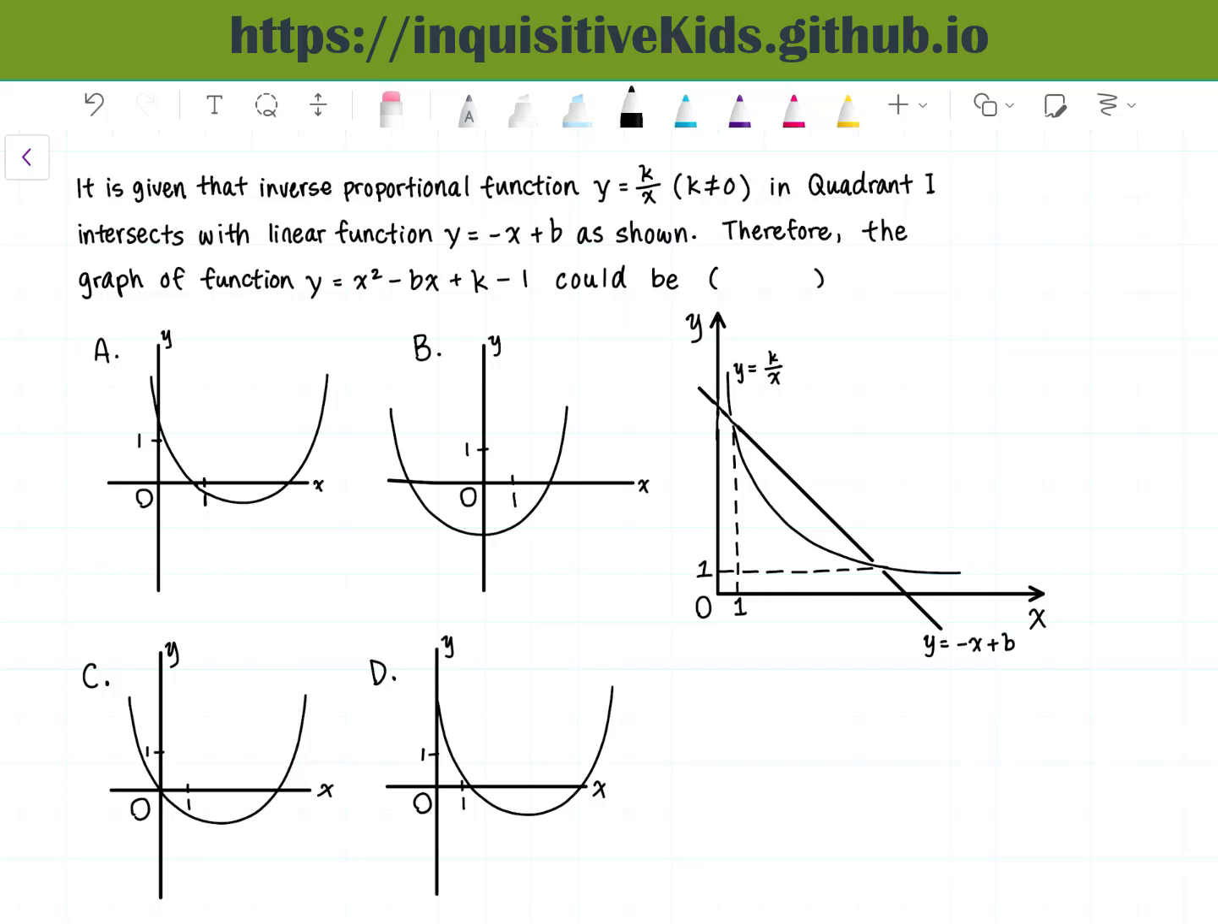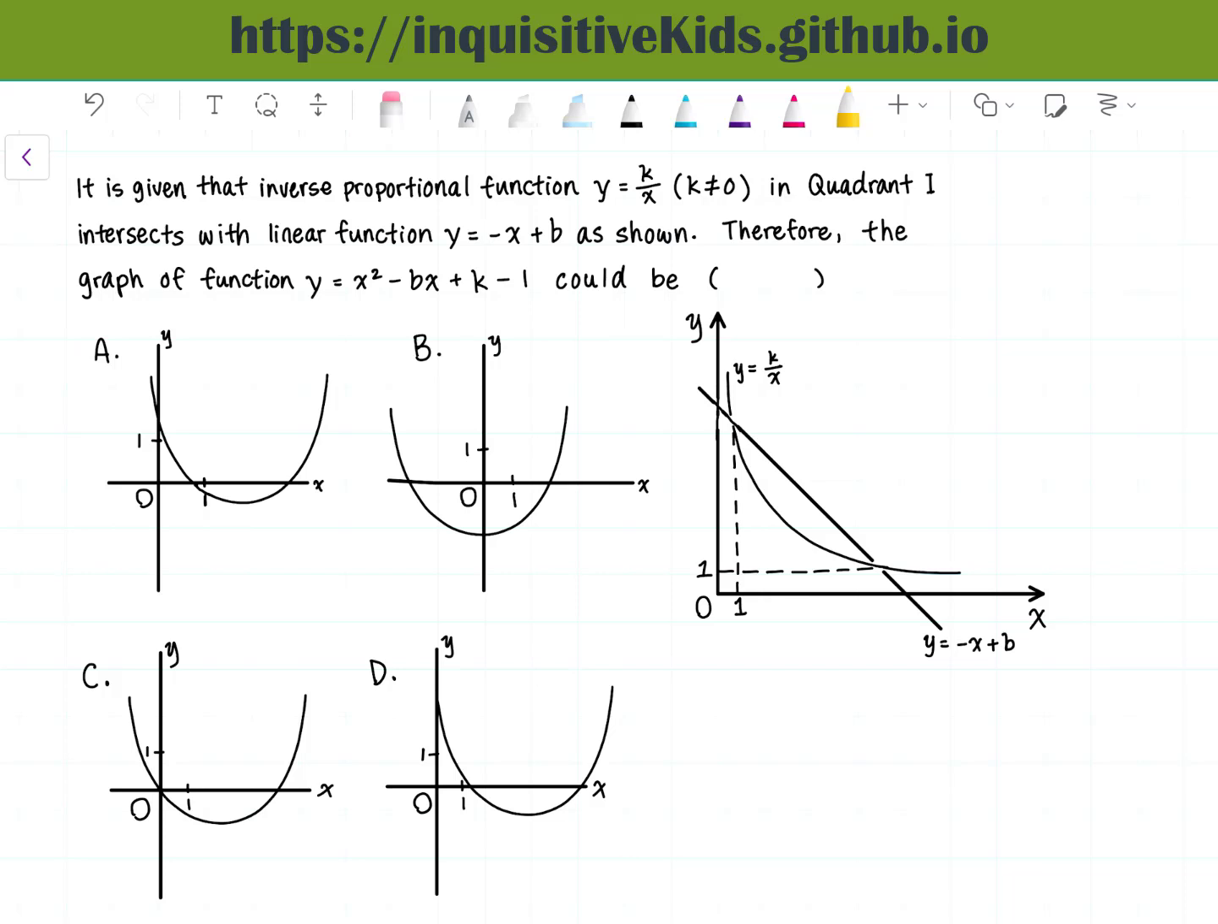Now here's the problem. It is given that the inverse proportional function y is equal to k over x, k not being 0, and now here is where I have to clarify that k is a constant, and x is the independent variable here. K over x in quadrant 1 intersects with the linear function y is equal to negative x plus b as shown. Therefore, the graph of function, so here's yet another function, y is equal to x squared minus bx plus k minus 1 could be. And we're being asked to pick one out of these 4 choices.